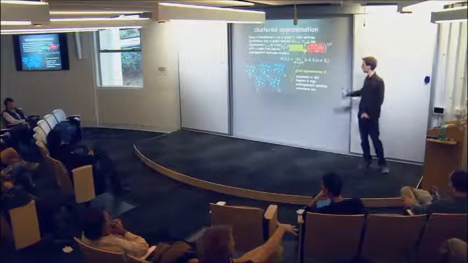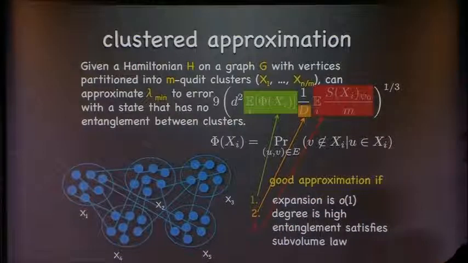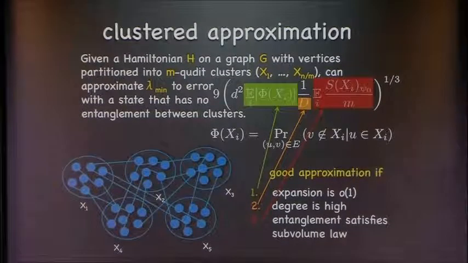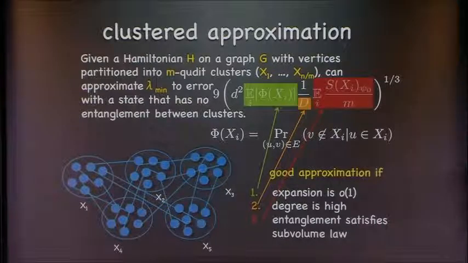Could you define what phi is again? Phi is the expansion of that set. So let me go over what these terms are. This is a good approximation if any one of three conditions is met. The first is if you can cluster it into non-expanding sets, you get a good approximation. That's really nothing new. That's known for classical constraint satisfaction problems. It's not very surprising, because if you just delete all the edges between the clusters, you haven't deleted very many edges. But we get to combine it with all the other things at once. So that part is nice.